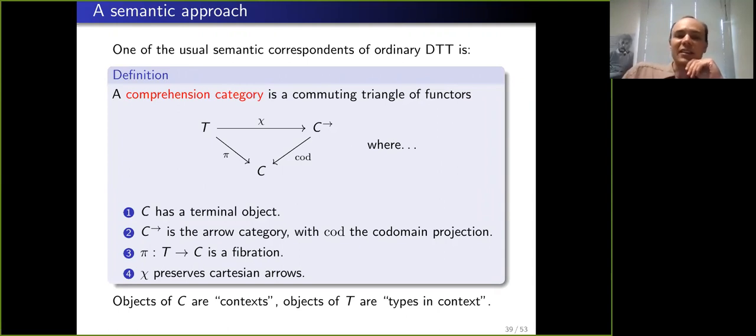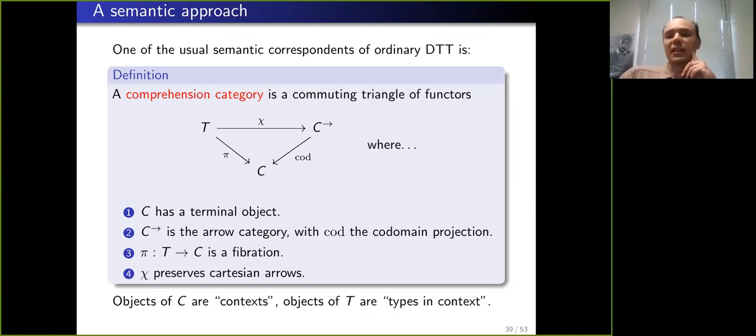So what we did in the simple type theory case was we said our ordinary simple type theory has semantics in categories with products. And so our mode theory is going to correspond to a two-category with products, a categorification of that. So an analogous thing to do for dependent type theory is to ask what is the semantics of ordinary dependent type theory? And there are various different choices for that. For now, let's choose a comprehension category.